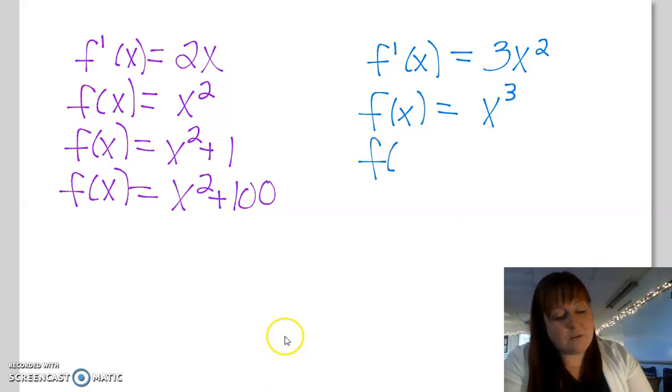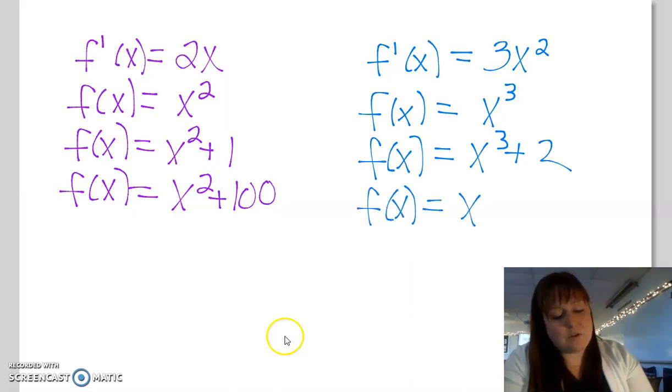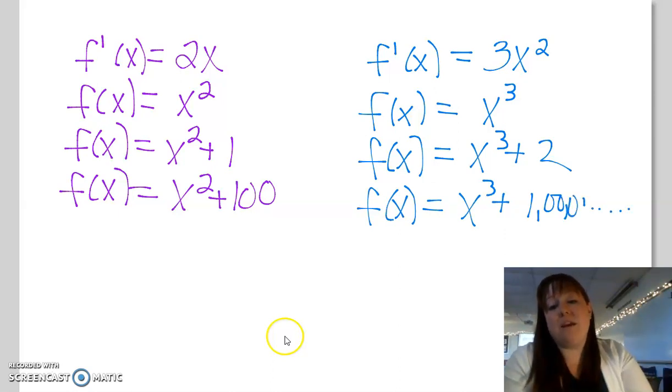But it could have also been x cubed plus 2. It could have also been x cubed plus 1 googol, which is a 1 with 100 zeros behind it. It could have been any of those, right? As long as it was x cubed plus some constant, it would have still had that derivative.